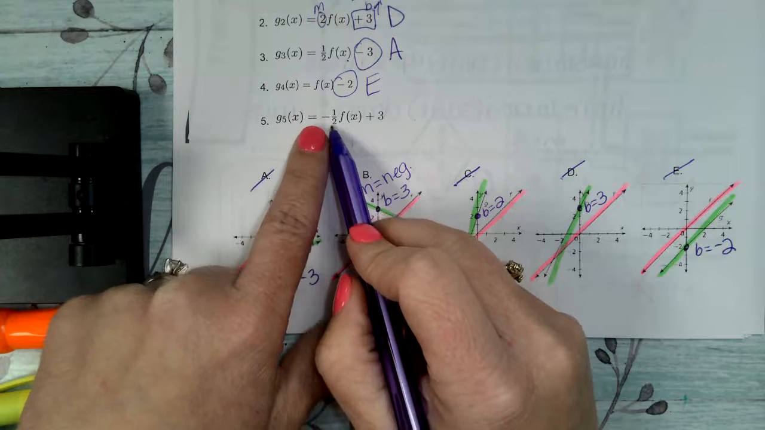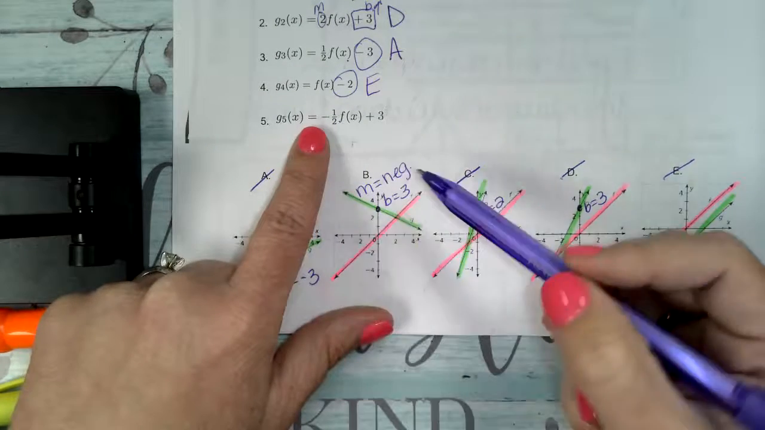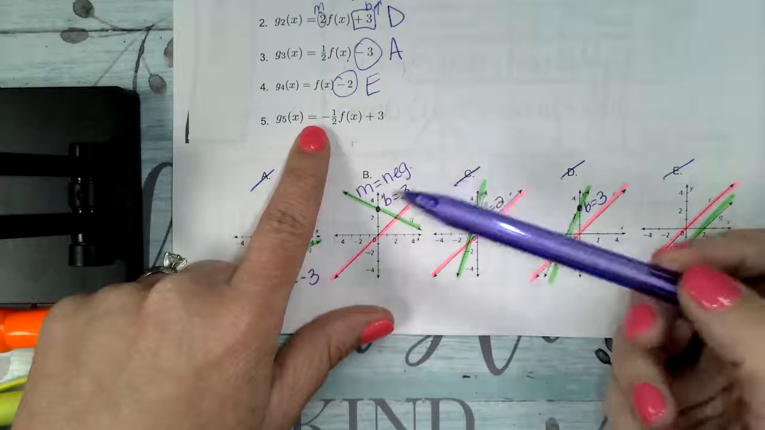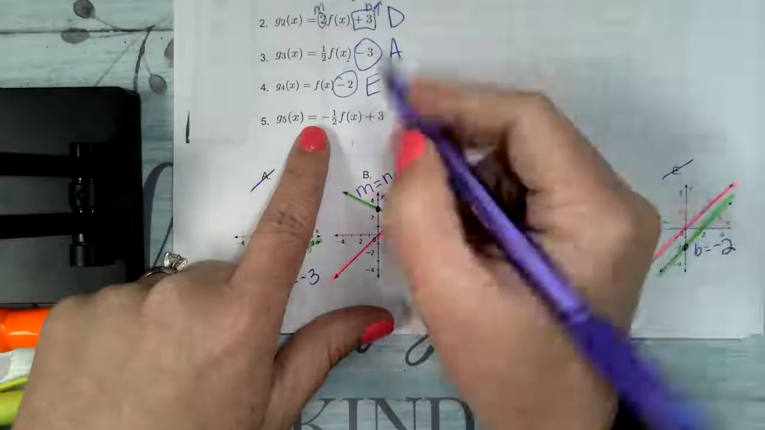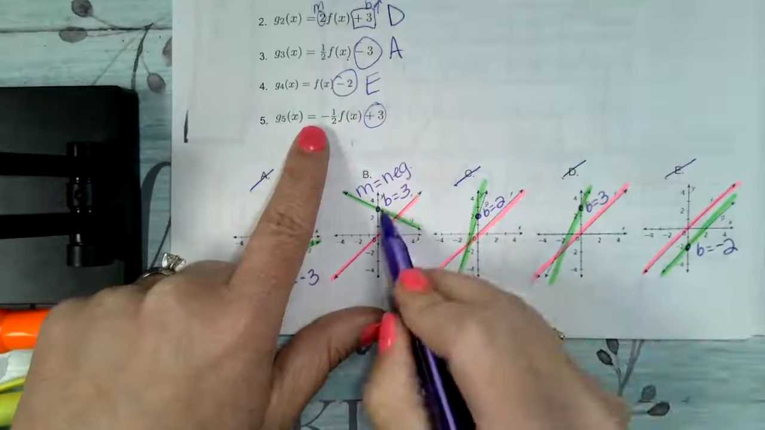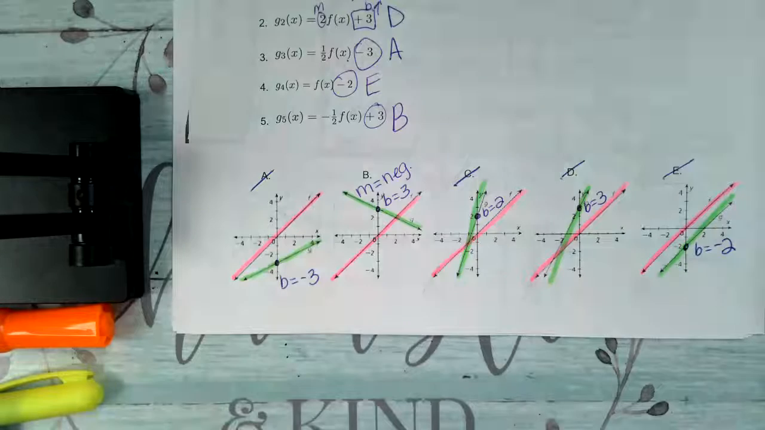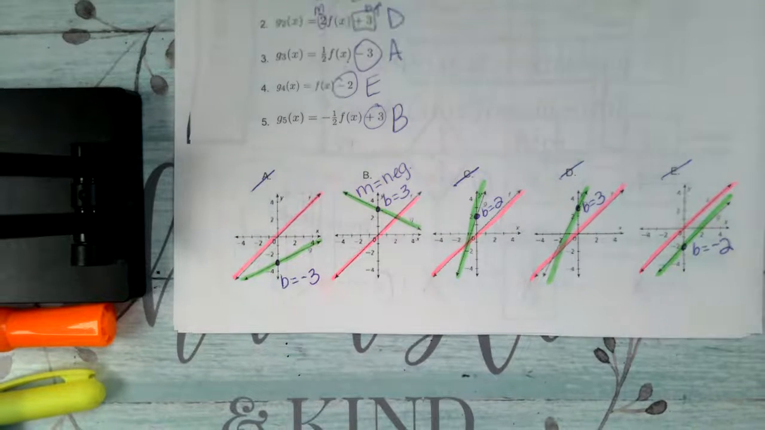And the last one, it does have a negative slope. It's a 1/2. It does make it flatter. It's not as steep, so it's a vertical compression. And it is at a b of 3. So we looked at that. That's what makes it B.